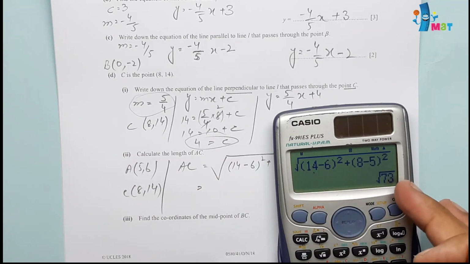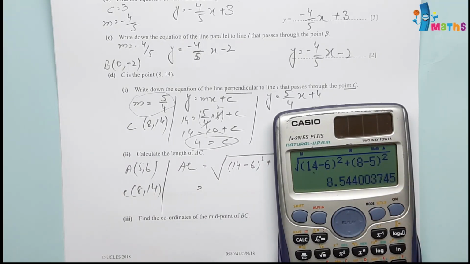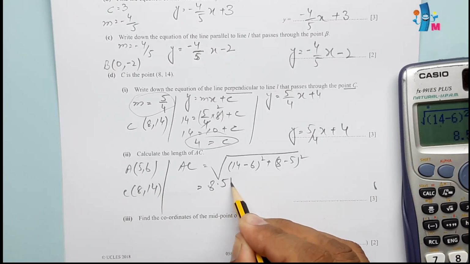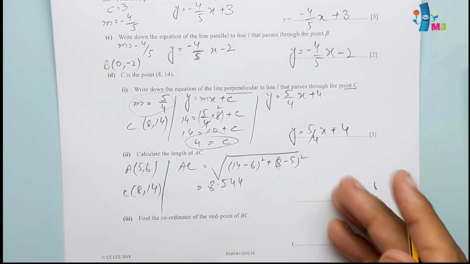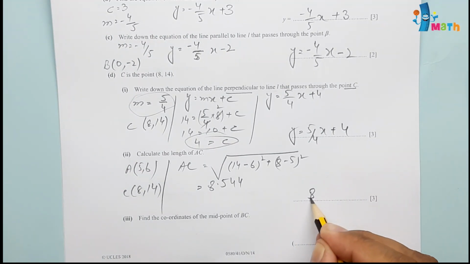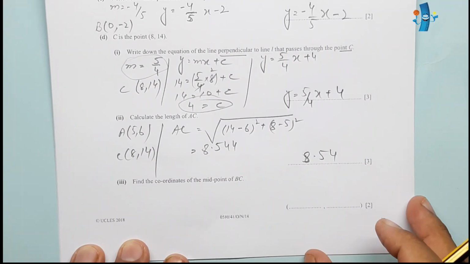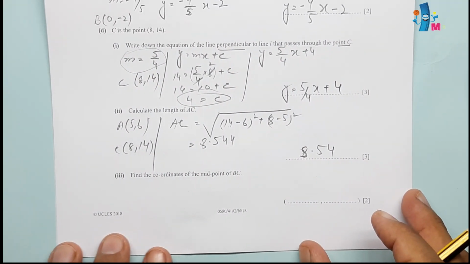So root 73, we can check in decimal, is 8.544. So our answer will be 8.54.